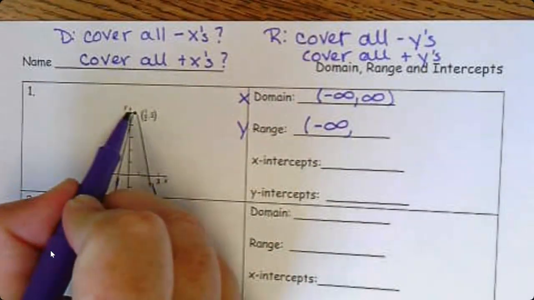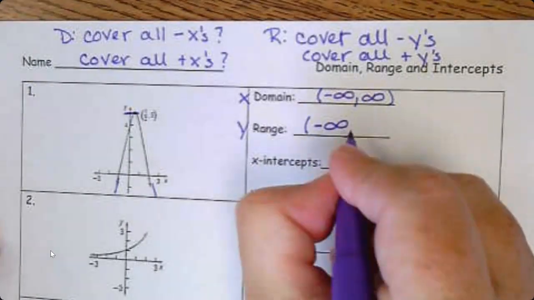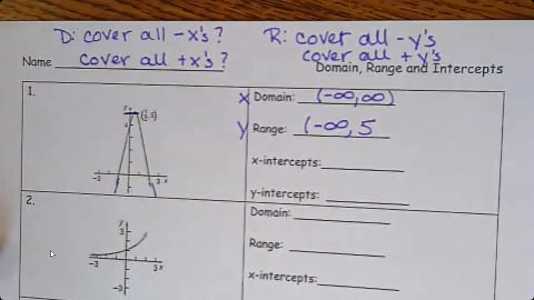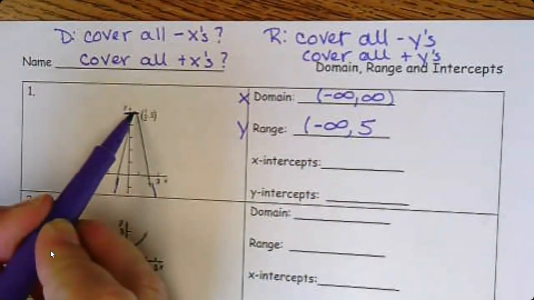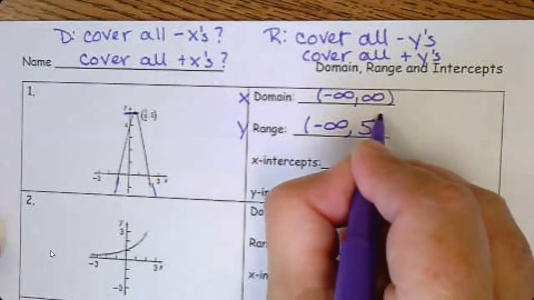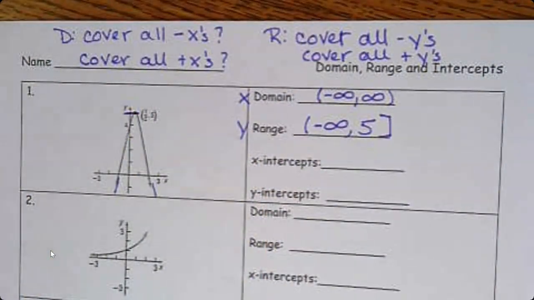Where do we stop at the highest point here at 5? Do I touch 5? And the answer is yes, because of that dot that we had at the top. So we put a bracket. If you forget the bracket, always go with parentheses over brackets.